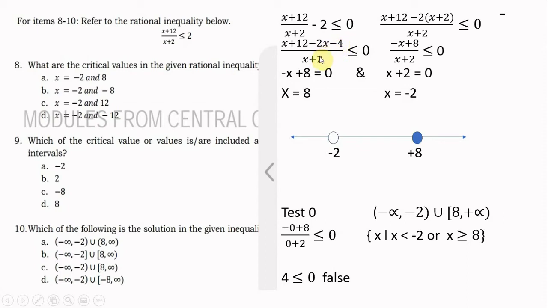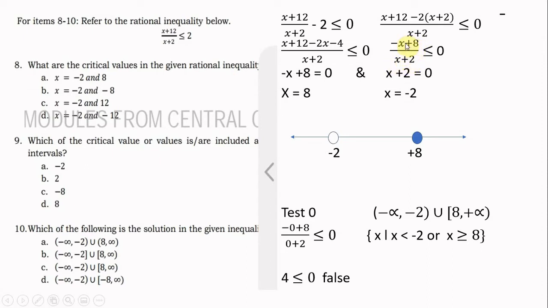Okay. Now, here is less than or equal to 0. Now, simplify further. These are similar terms. X and negative 2x are similar terms, so we could combine this. So the answer is negative x. Then 12 minus 4 similar terms. That's equal to positive 8 over x plus 2. So therefore, our final rational inequality is negative x plus 8 over x plus 2.